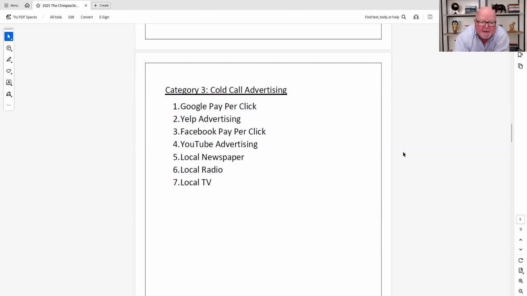Now, radio and TV is a different animal, because obviously most of it's going to be way outside your geographic radius of draw. So you're going to lose 80, 90, 95% of the audience just because they're outside of your geographic radius of draw. So that's why you don't want to do that unless you have multiple offices.